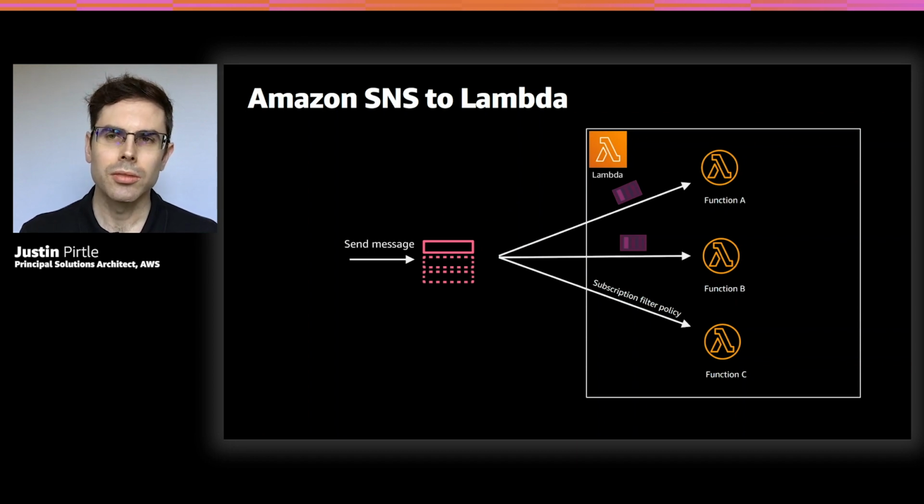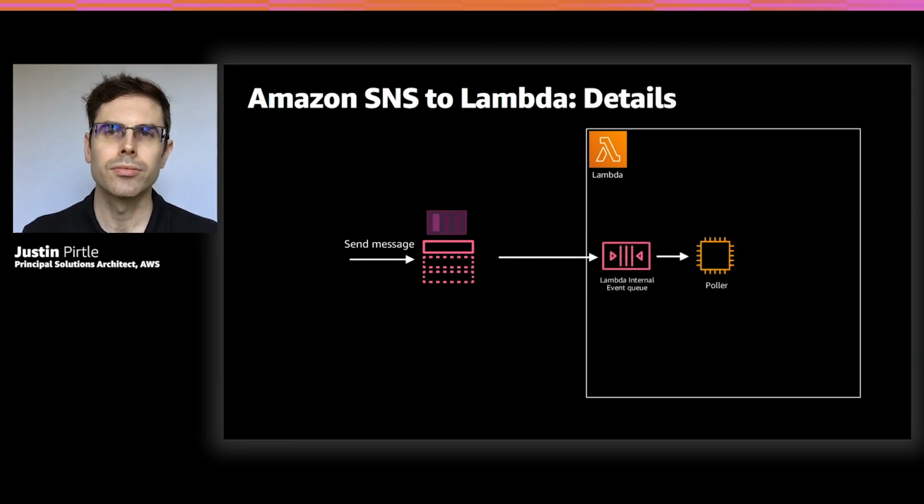Now in this case, we have 3 different subscribers all subscribed to that topic, 3 different functions. But only 2 of the subscribers will receive the message because they have no filter policy or a filter policy that matches the pattern of the message. In this case, function C is also subscribed, but its filter policy does not match the message payload, so it didn't get the message. Now if we look under the covers, there's a little bit more going on here.